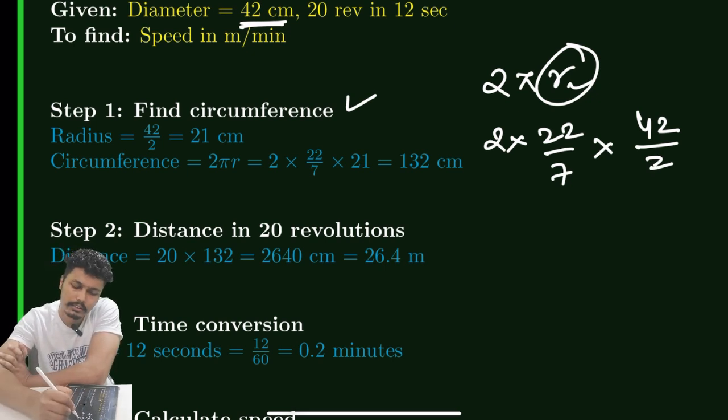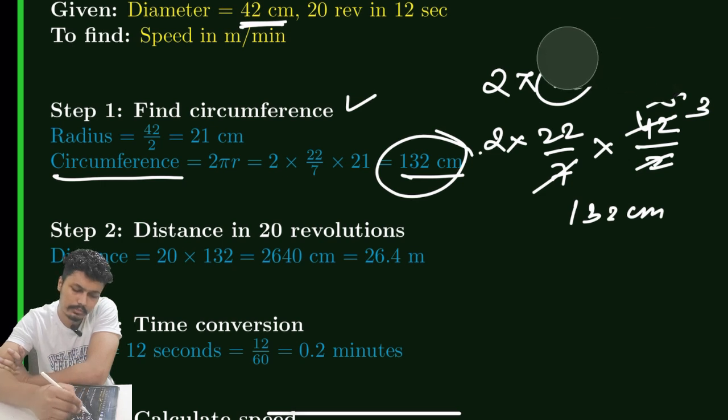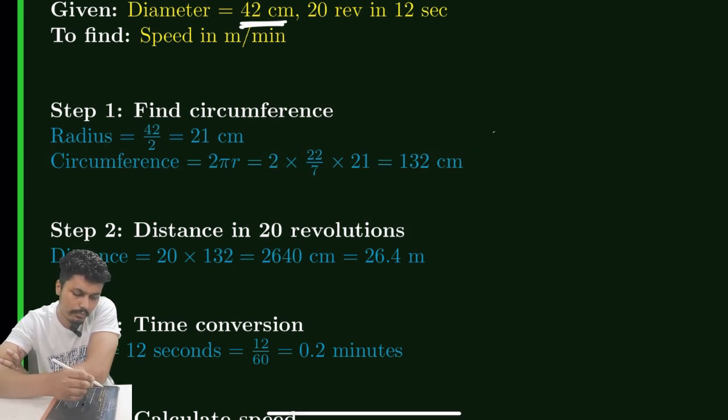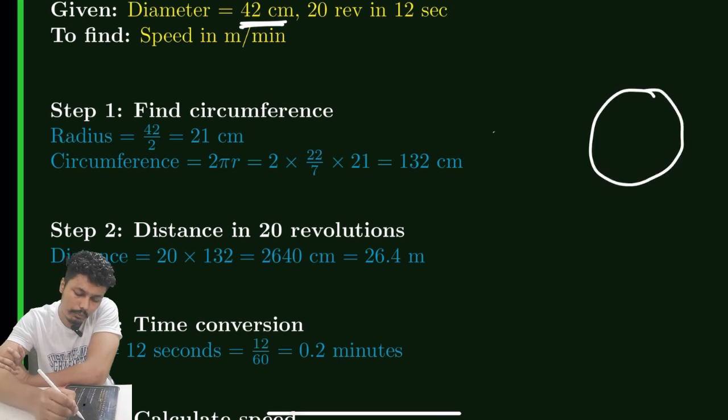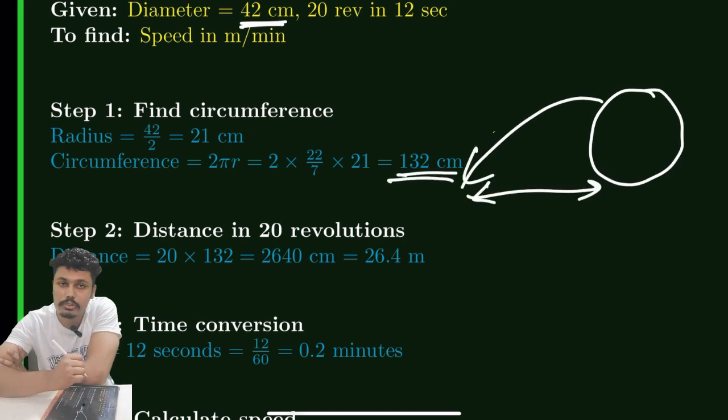So 2 times 22 by 7 times 21. 7 3s are 21, so 7 times 6 is 42, 2 times 3 is 6. So 22 into 2 is 44, 44 into 3 is 132. So I got the circumference as 132 centimeter. Circumference means the wheel will rotate, so in one rotation it will cover 132 centimeter.